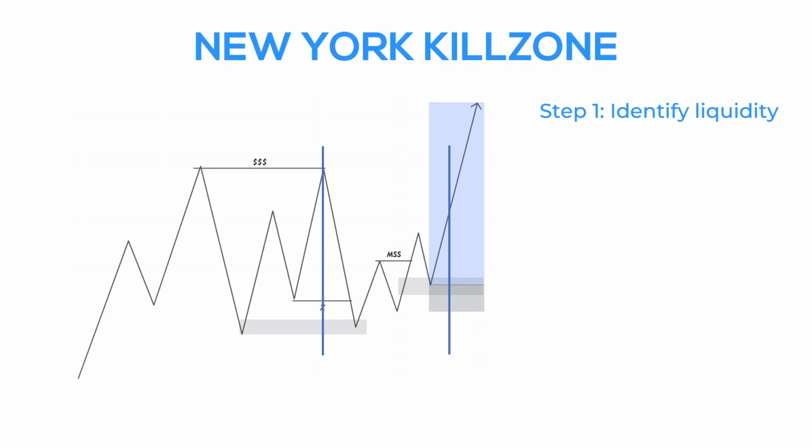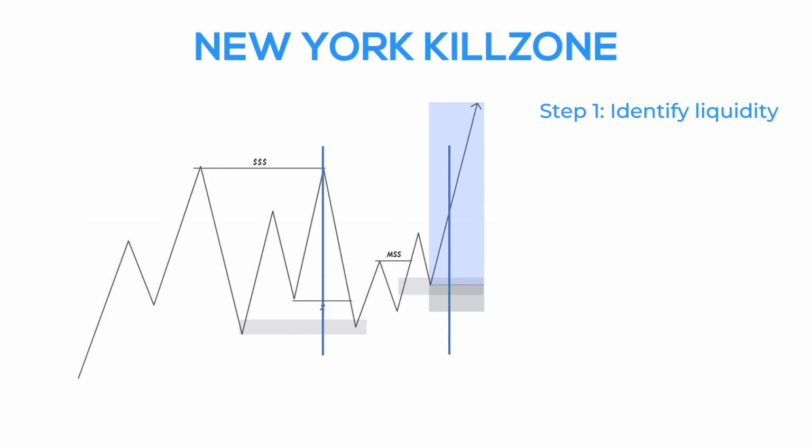Now, first thing you want to do, as I said previously, is identify liquidity. After we've identified liquidity, you can see we have these equal highs here and we have this low right here. You want to do this before the New York Kill Zone time, which I'll show you guys later on. You can do it even during the New York Kill Zone, but preferably you want to identify it before.